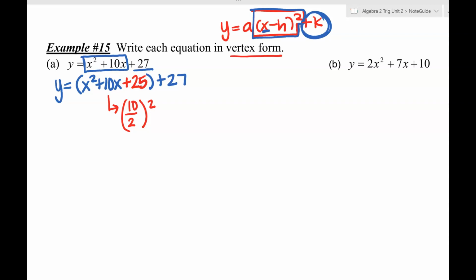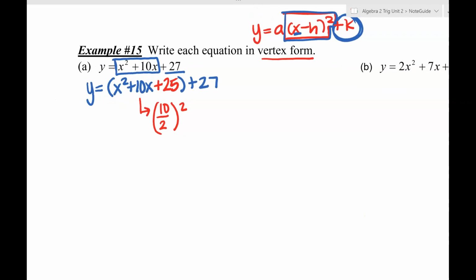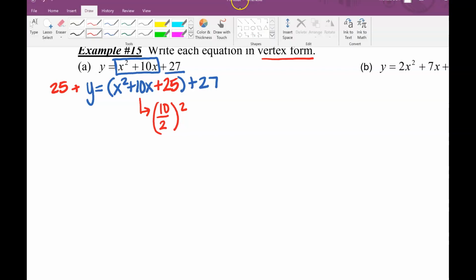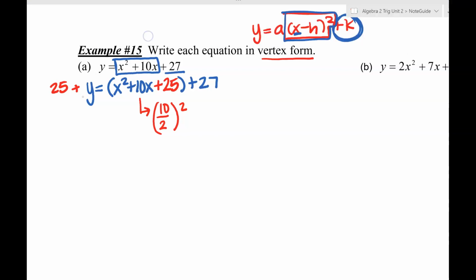But if we add 25 to the right side of the equation, we would also add 25 to the left side of the equation. And because we're writing an equation, we really don't want anything over there with y. We kind of want the y alone. So we can actually move the 25 back over to the right side of the equation.